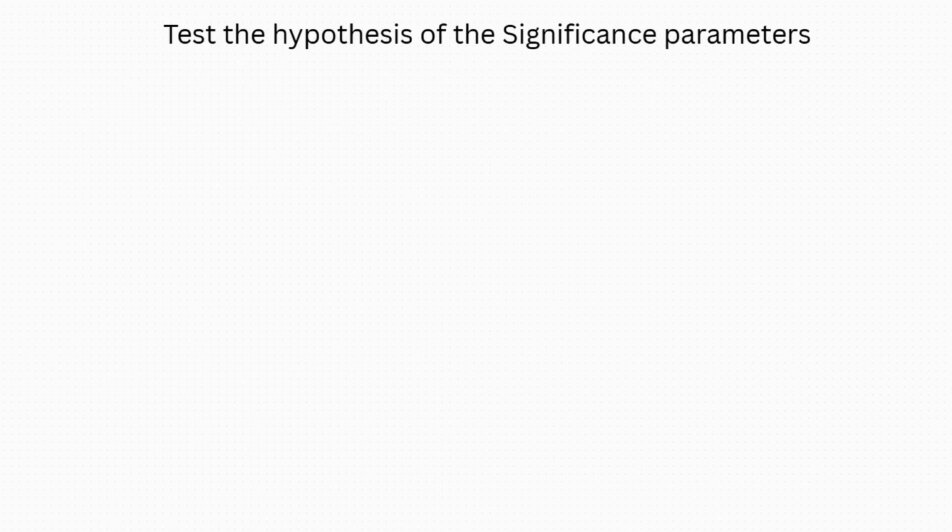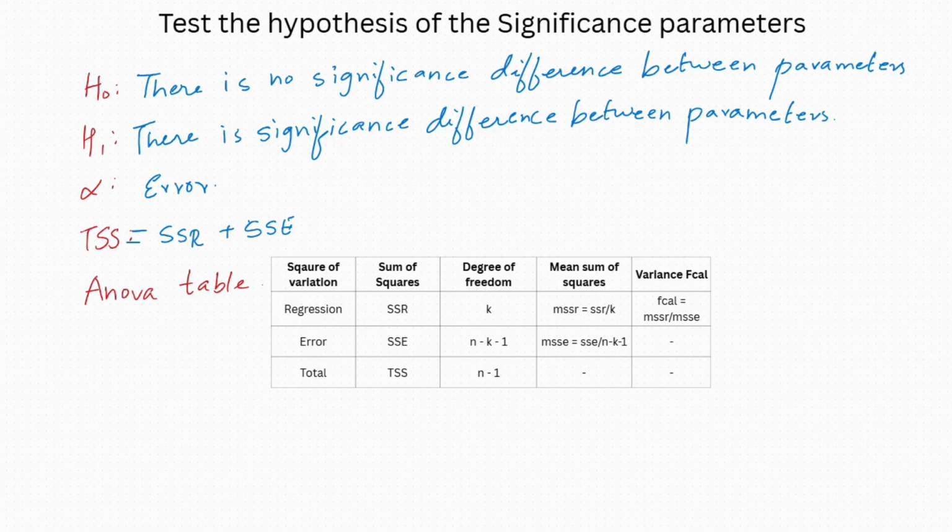Hello everyone, now let's see the topic: test the hypothesis of the significance of parameters. This is achieved in 5 steps. First step is we have to write what is H0. H0 defines there is no significant difference between the parameters, and then H1 defines there is significant difference between the parameters. And alpha is the error.